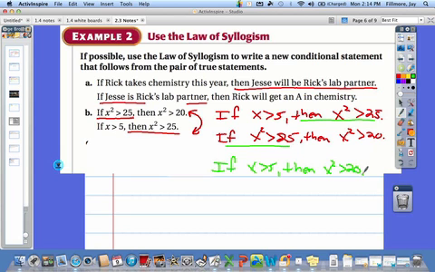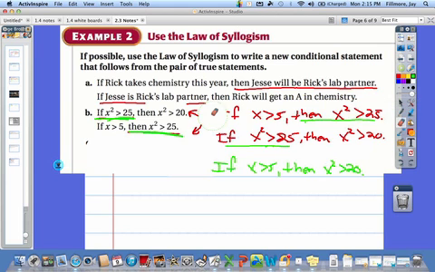So again, as long as one hypothesis matches another's conclusion, you can use the law of syllogism. In this case, we're more familiar, though, with seeing the order reversed. We're seeing conclusion, hypothesis, like this. So that's part B. So we could use it for part B, although some people would think no because of the order of the sentences. You can swap the order of the sentences in this case.